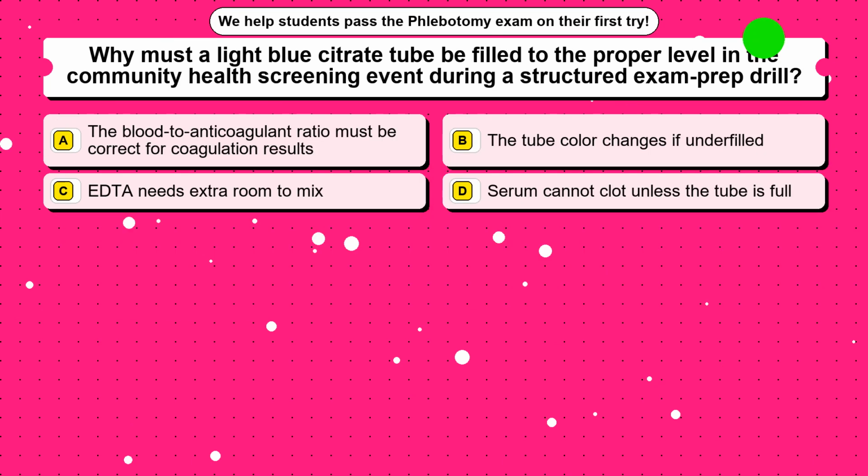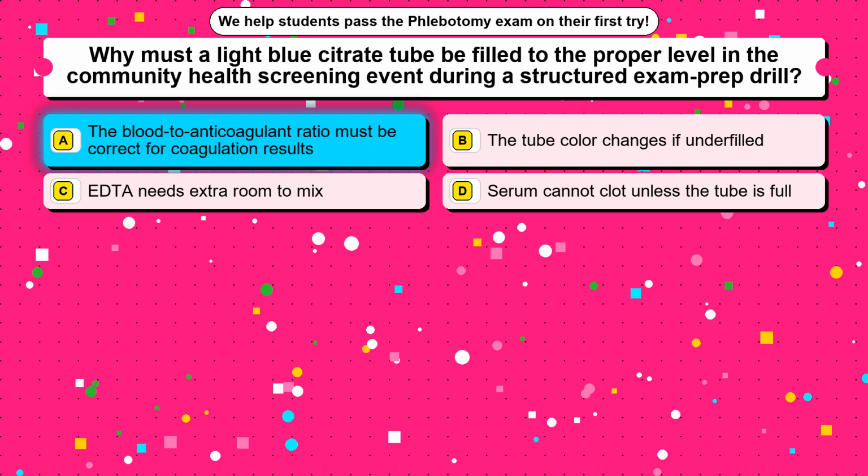Question 24. Why must a light blue citrate tube be filled to the proper level in the community health screening event during a structured exam prep drill? Option A, the blood to anticoagulant ratio must be correct for coagulation results. Option B, the tube color changes if underfilled. Option C, EDTA needs extra room to mix. Option D, serum cannot clot unless the tube is full. The correct answer is option A. The blood to anticoagulant ratio must be correct for coagulation results.